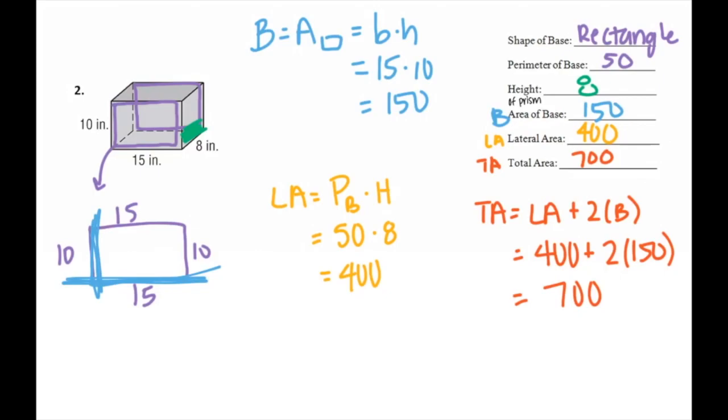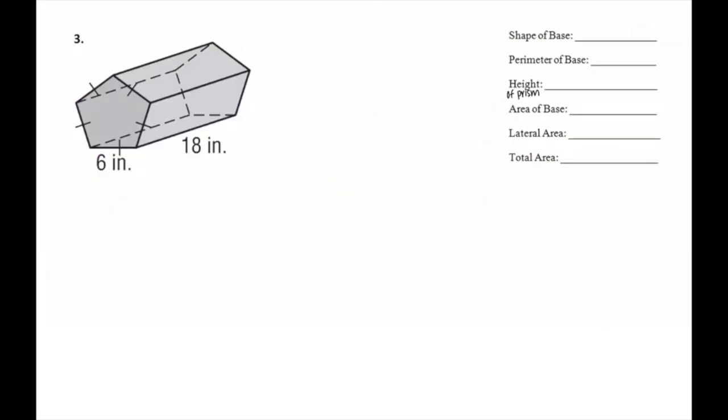All right, let's go to number 3. Again, if you can do this on your own, please go ahead and fast forward. But otherwise, we're going to go through it together. So number 3, shape of the base. What is that? It's a pentagon. In fact, it's a regular pentagon, which is going to really help us out. So the perimeter of the base, well, if one of the sides is 6 and there's 5 of them, that means it's 30. The height of the prism means the distance between the bases, so that's 18.